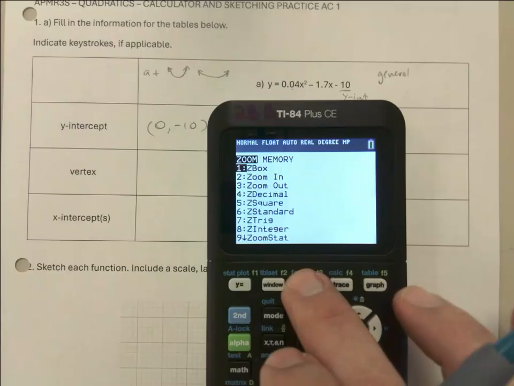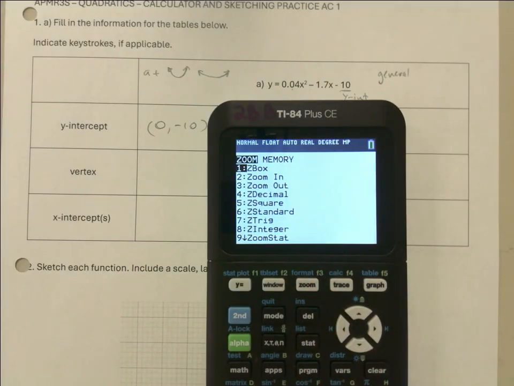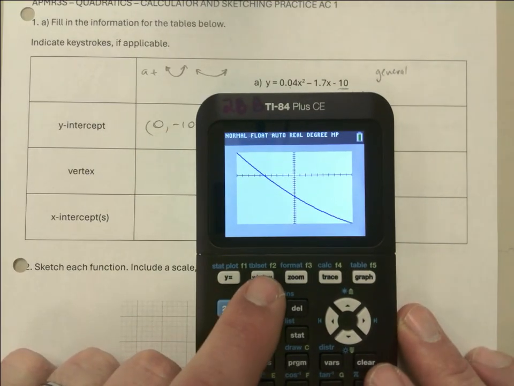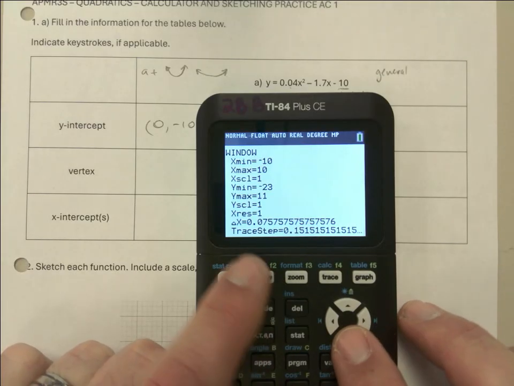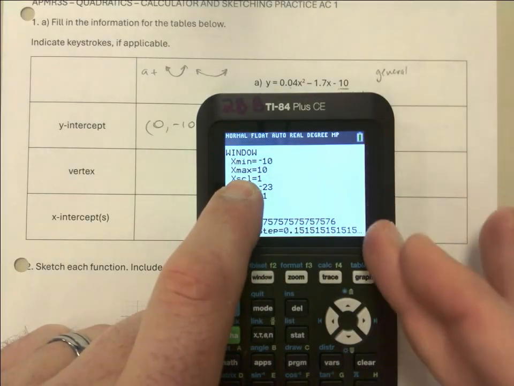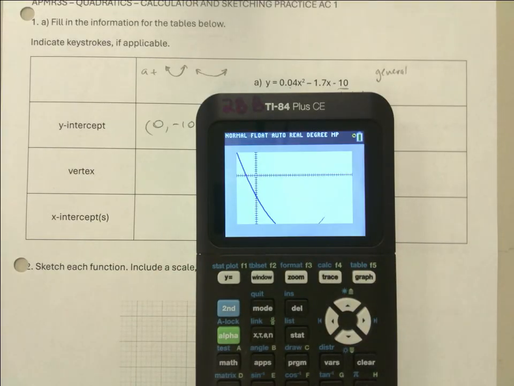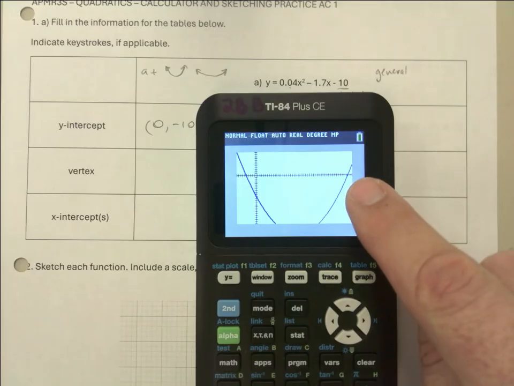Okay, I'm going to zoom. I'm going to press 0 because that's zoom fit. And it still doesn't do the trick for me. All right, so you have to do some work. Press window. I'm going to increase my X max on the right side. So I'm going to go 50. That's pretty good. I see it coming back up here.